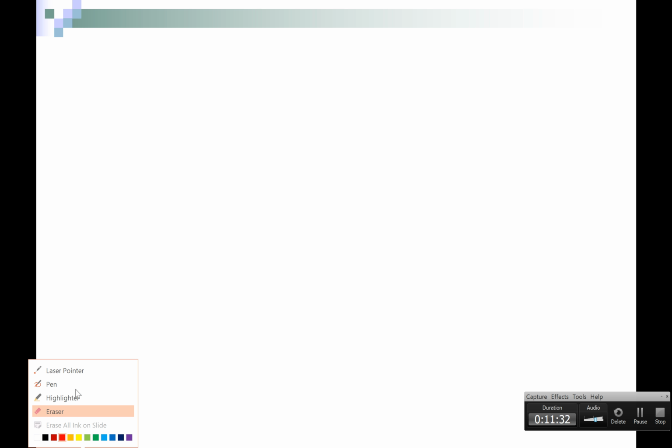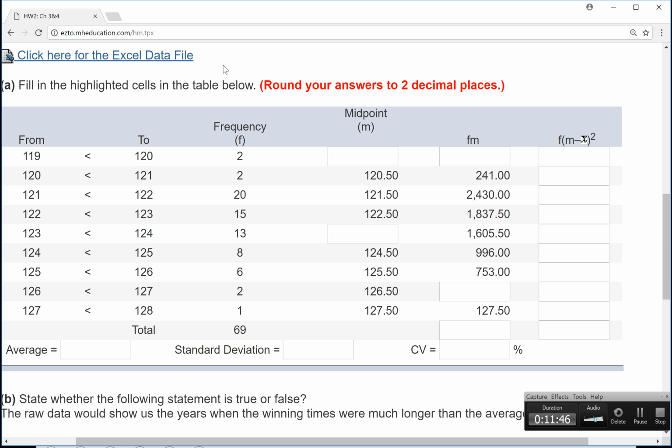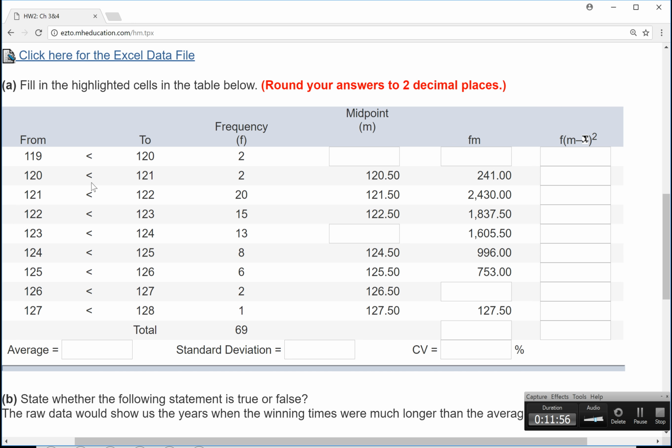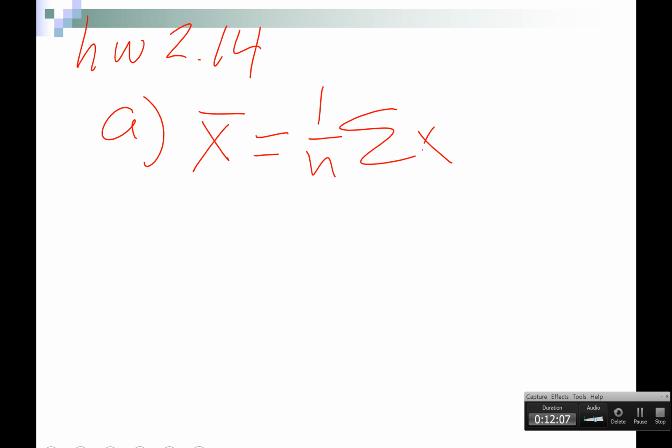So this is homework 2.14, it's kind of a pain in the neck, but the first part of this question says, well, we want the average, the standard deviation, and the coefficient of variation, and to get those, since we don't have the raw data, we're going to use a method where we take, so for part A, we want x bar, which is just 1 over n times the summation of the xi's.